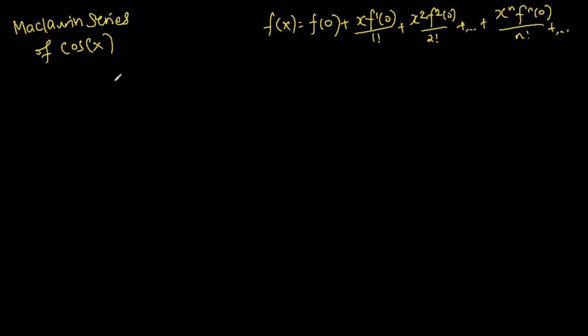In this video I am going to show you how to solve the problems of the Maclaurin series of cosine x using the Maclaurin series formula. The formula tells us that a function can be expressed as an infinite series called the Maclaurin series, in which each term has the following general form, which is x to the power of n, f to the power of n at 0 over n factorial, where f to the power of n at 0 means differentiating the function n times and evaluating at x equals 0.